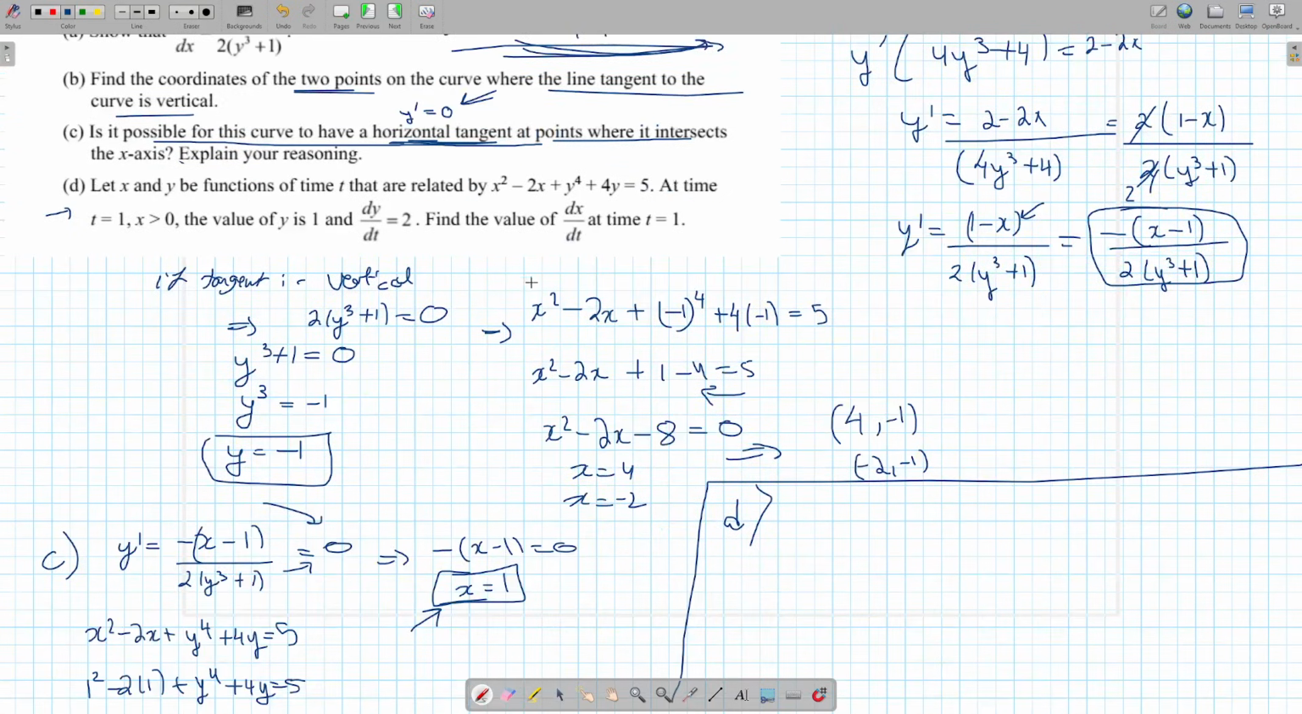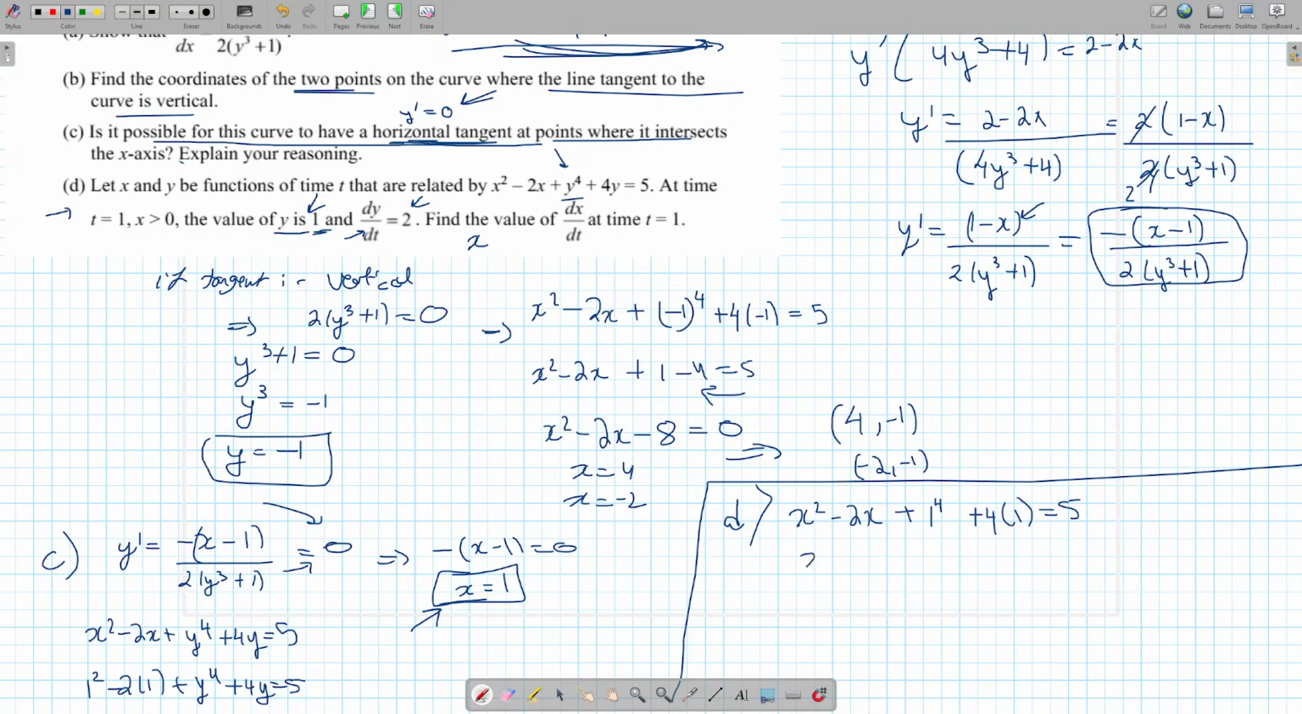Now, remember last time, the first step: we have y is 1 and dy by dt is 2, then it asks us for dx by dt. It would help to find x. How would you find x? Substitute the values they gave you. x squared minus 2x plus y to the power of 4. They gave me y is 1, so I'm going to put 1 to the power of 4 plus 4y, so 4 times 1, equals 5.